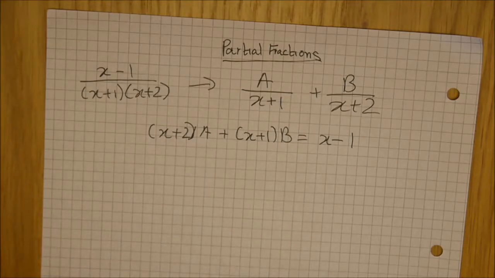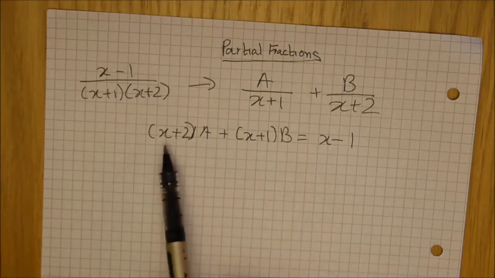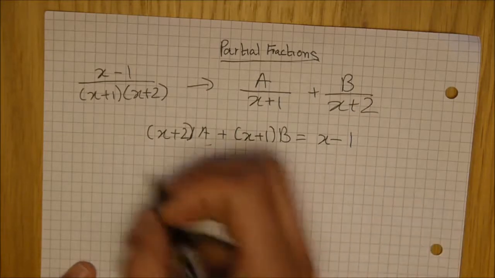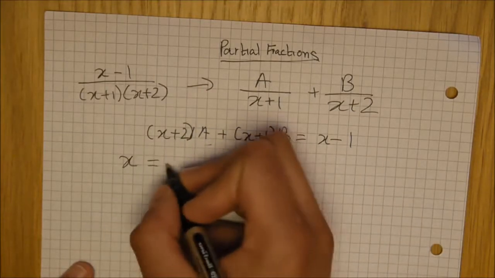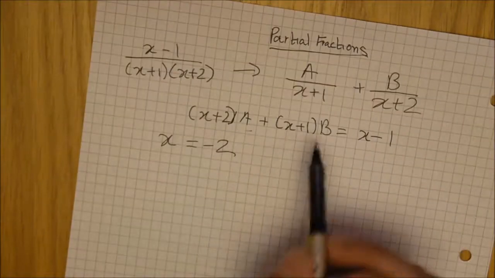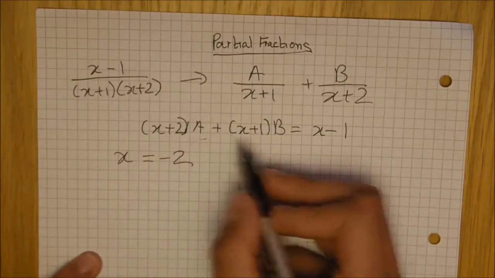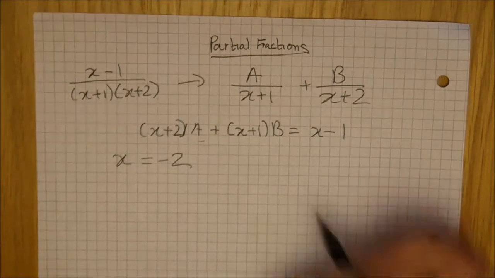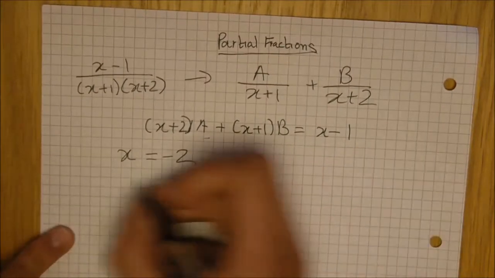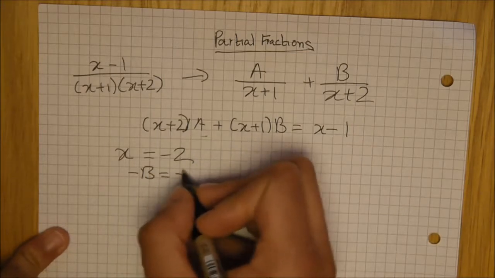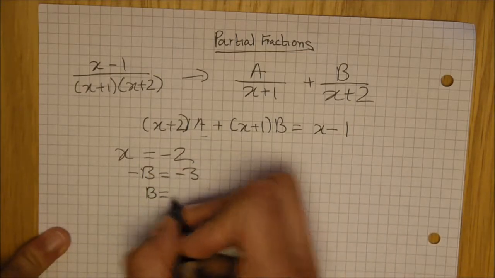Now, the way in which you can then go about solving this question is as follows. As you can notice, we've got (x plus 2)a and (x plus 1)b. So if we make x equal to minus 2, then minus 2 plus 2 is 0. So a is cancelled out, and what we end up with is just b on its own, and then from that we can obviously work out what b is. So in this case we have minus 2 plus 1, minus 1, so we have minus b equals minus 2 minus 1, minus 3. So minus b equals minus 3, b equals 3.